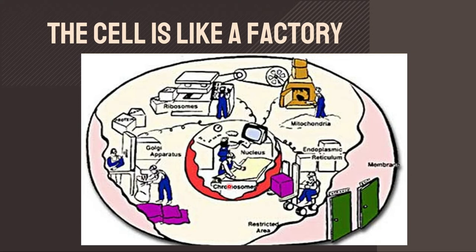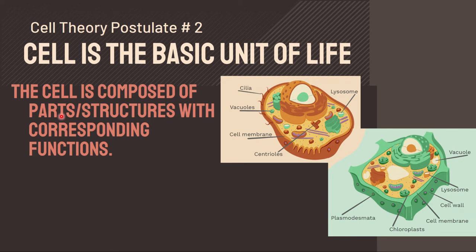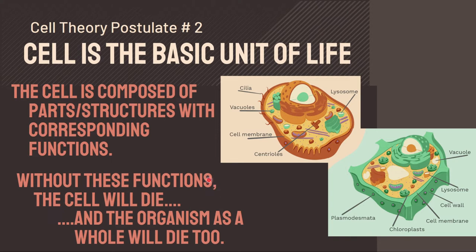Okay? Then also, as you can see here on the central part, this is the control center of the factory. So this is where the equipment and machines are controlled or operated. Then we also have the planning section of the factory. As you can see, the factory has several different functions, but all of these functions are coordinated together to attain a certain goal or task, that is to produce the fudgy bar. So a cell, just like a factory, has different parts or structures that have specific functions, and these functions are coordinated together in order to attain a certain goal, which is to ensure the survival of the cell. So without these functions, the cell will die and the organism as a whole will die too.